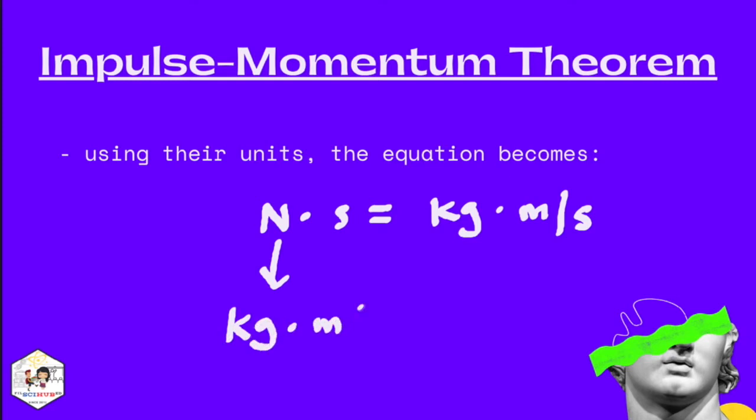It's kilograms times meters per second squared. And if we multiply this with seconds, we can see that the squared here and the second here will be cancelled, so it would provide us kilograms meters per second is equal to kilograms times meters per second. So we can see that both sides of the equation are practically the same but are expressed in different units. And this will prove handy in solving problems later on.